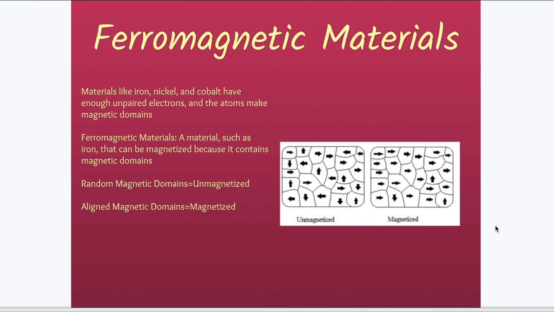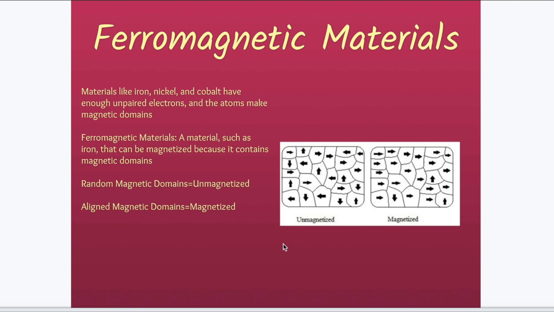All right, so ferromagnetic materials. What materials can be magnetic? Materials like iron, nickel, and cobalt have enough unpaired electrons, and those atoms make magnetic domains by aligning. A ferromagnetic material, a material such as iron, can be magnetized because it contains magnetic domains.